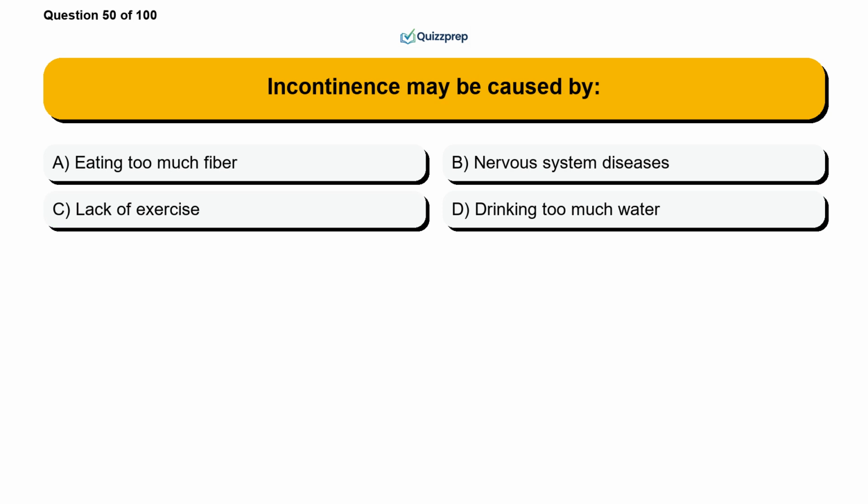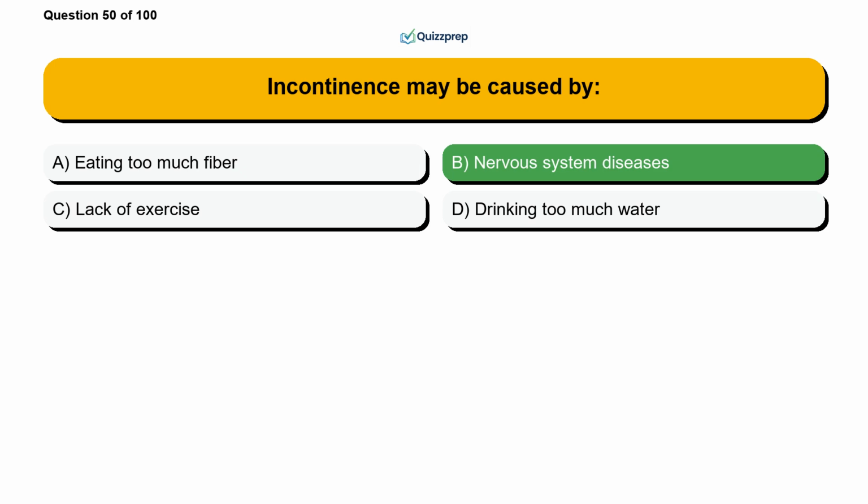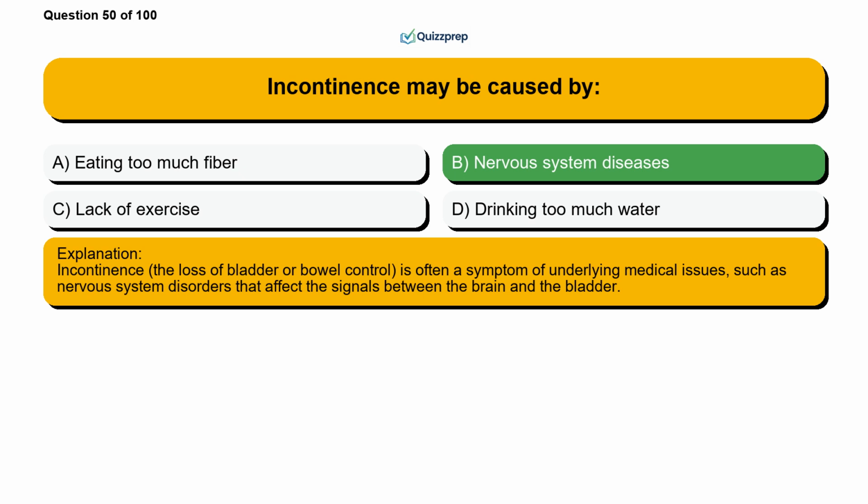Question 50. Incontinence may be caused by: Option A, eating too much fiber. Option B, nervous system diseases. Option C, lack of exercise. Option D, drinking too much water. The correct answer is option B, nervous system diseases. Incontinence, the loss of bladder or bowel control, is often a symptom of underlying medical issues, such as nervous system disorders that affect the signals between the brain and the bladder.